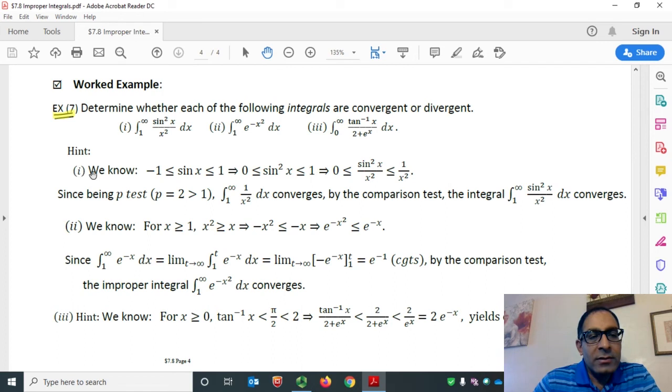So here's a hint. We know -1 is less than or equal to sine x, which is less than or equal to 1. We know sine x's maximum value is 1 and minimum value is -1, right? So we can bound sine x by minus 1 and plus 1.